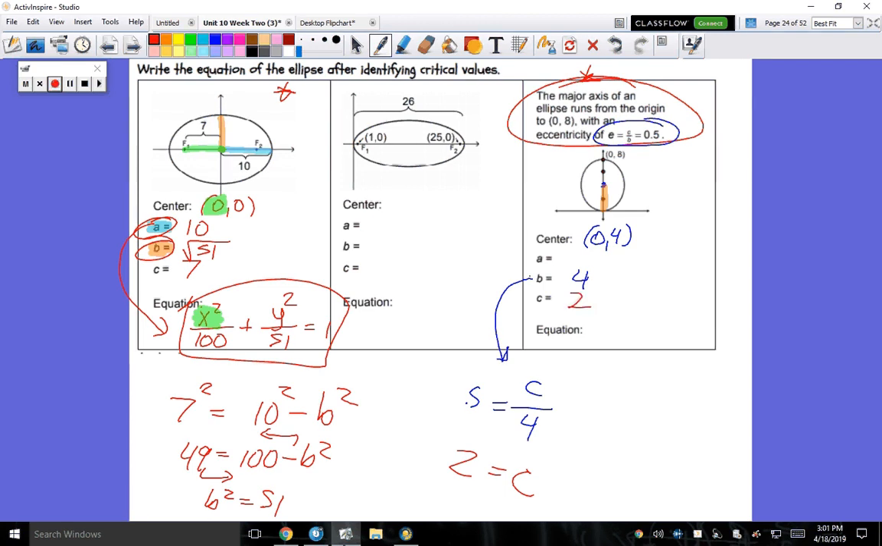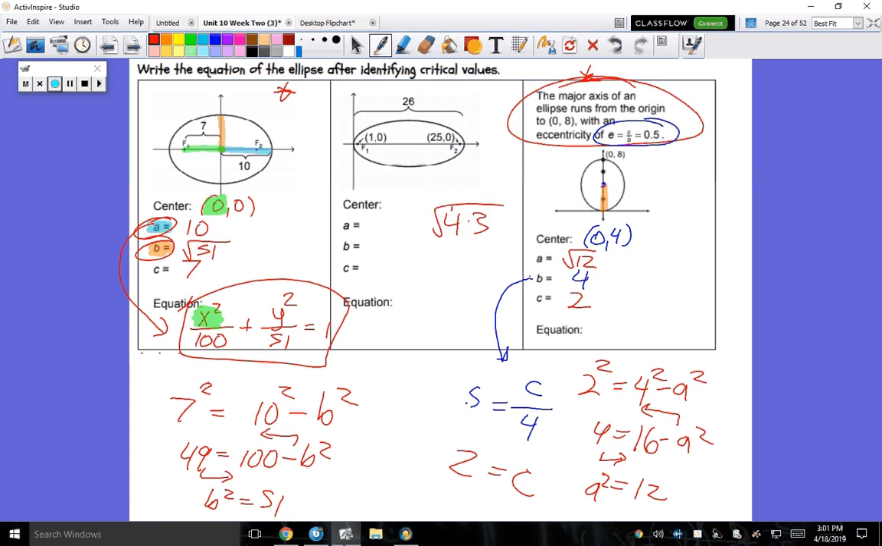So now that I know C, I can go back and find A. Okay? Which one looks bigger right now? The A or the B? The B. So we're going to say B squared minus A squared is equal to C squared. All I did was plug in the numbers that we just saw. So we'll get 16 minus A squared is equal to 4. And if I move the A over here, move the 4 over here, I get 12 is equal to A squared. So A is root 12, which is 4 times 3 that I would want you to write as 2 root 3.